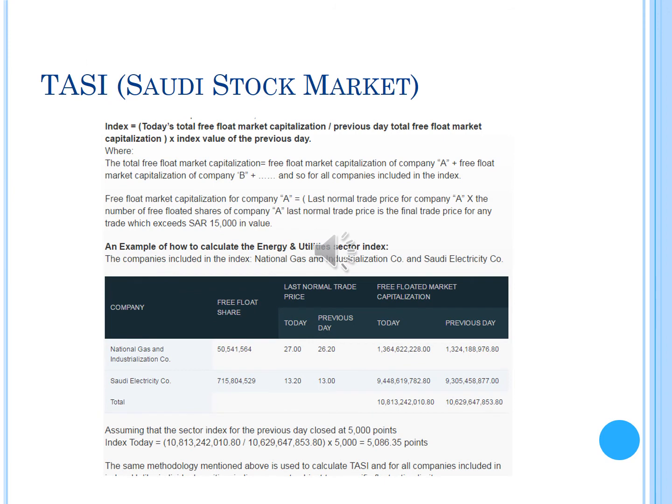This slide uses the TASI, or Tadawul All Share Index, which is basically the Saudi stock market, to illustrate the idea about different weighting methods. So this one talks about how TASI is weighted, with the formula provided on top. So in your free time, you can come back to this slide and look at TASI as an example on your own.